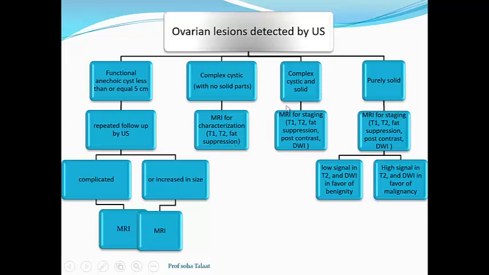If we have complex cystic and solid, MRI for staging, T1, T2, fat suppression, and post-contrast, then go to diffusion-weighted images and post-contrast study, functional MRI. If it is purely solid, we can just look at T2. If it is low in T2, then it is benign. If it is high in T2, then we have to go through all functional modalities, dynamic, diffusion, and MRS if we can do it.